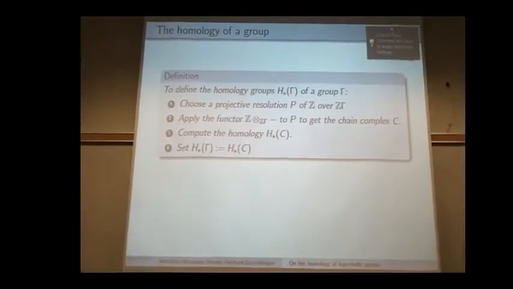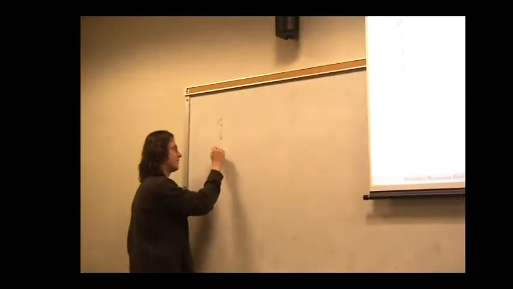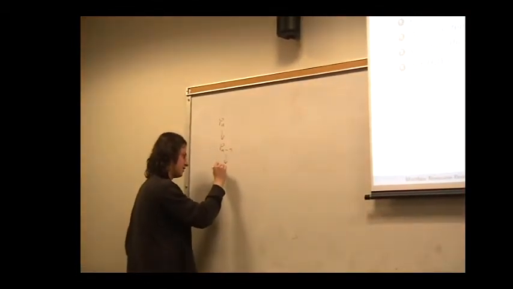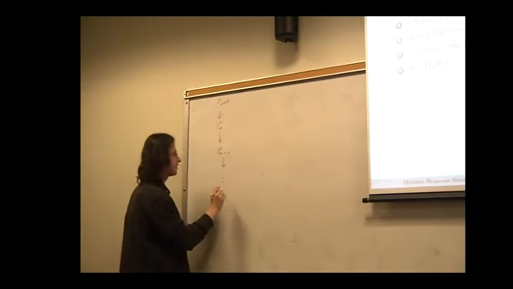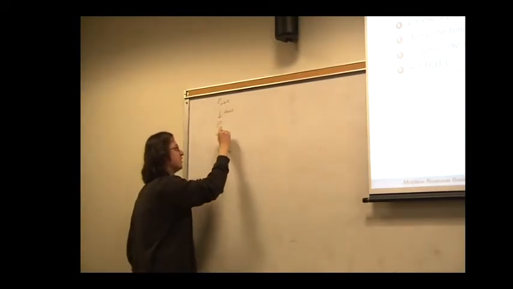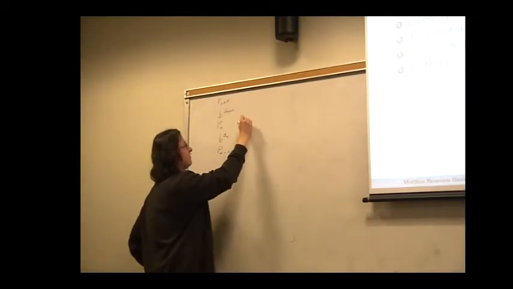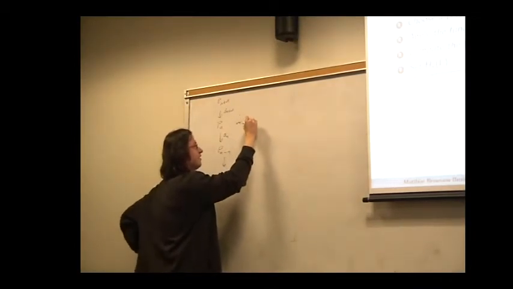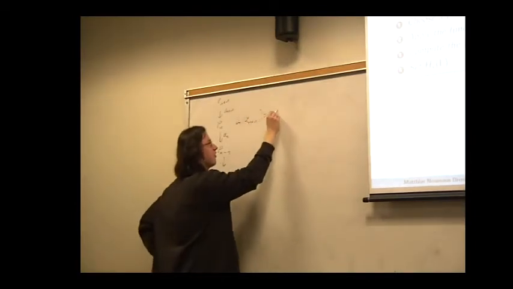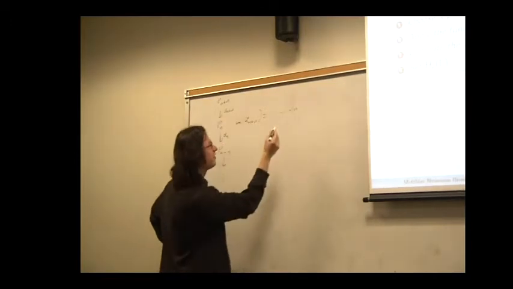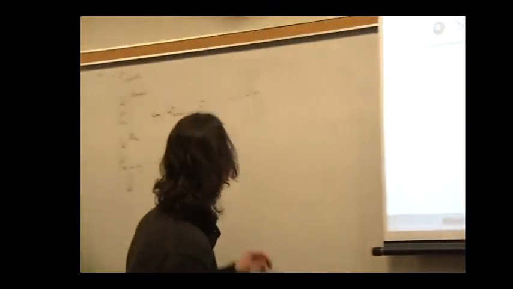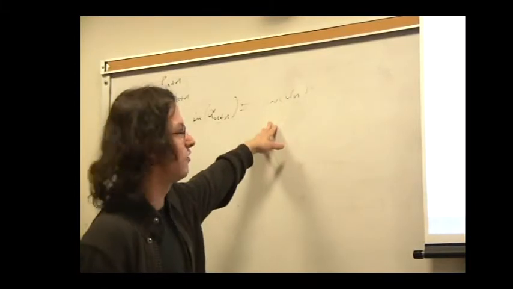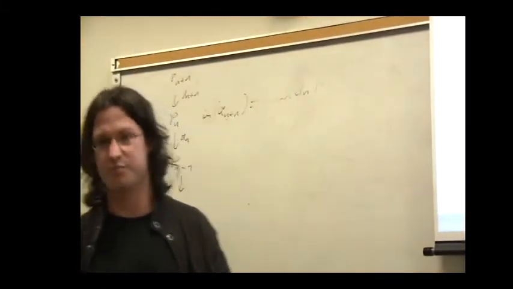Then if you start with this resolution, which is just some kind of infinite sequence of modules, P_{n+1}, and we have D_{n+1}, D_n. And as it's a resolution, we have the image of D_{n+1} is equal to the kernel of D_n. Can you read that? Yeah, we can. Maybe I should use a different marker. So that's by the definition of the resolution. That just means the homology groups are all trivial and all the modules are projective.